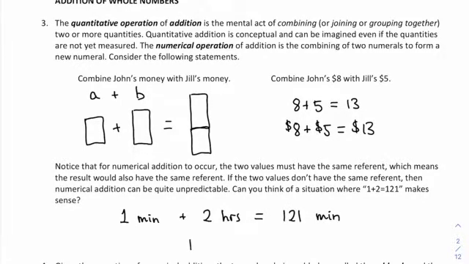Whenever you say generally that 1 plus 2 is equal to 3, there's an implied assumption about the 1, 2, and 3, and that is that all of them are referring to the same thing, either specific or general. But when they are referring to different specific things, then 1 plus 2 isn't necessarily 3. That's why I say that when two values don't have the same referent, then numerical addition can be quite unpredictable.